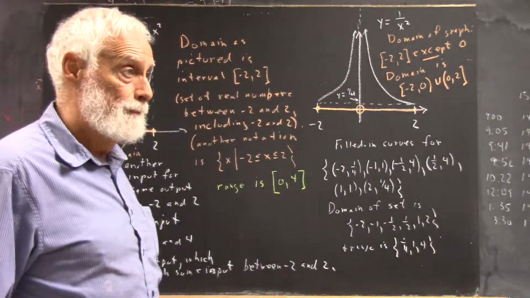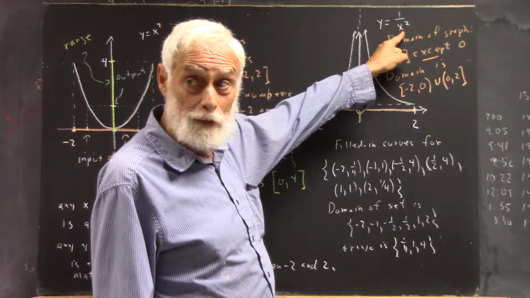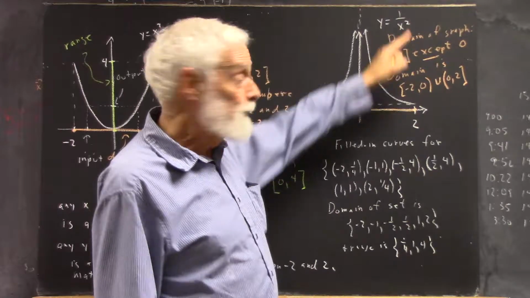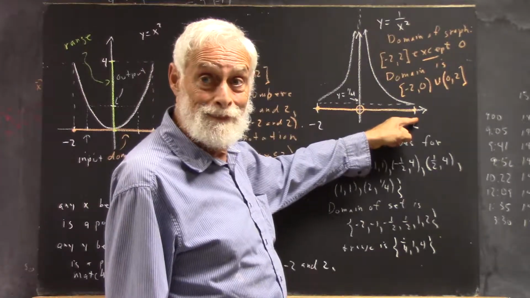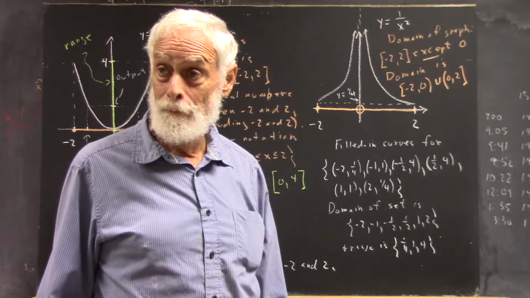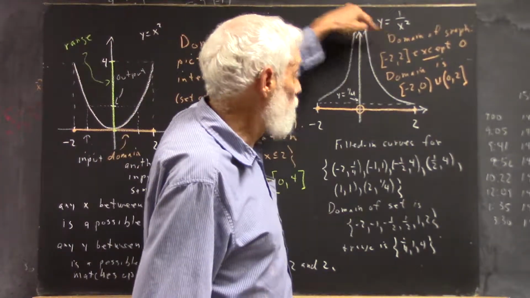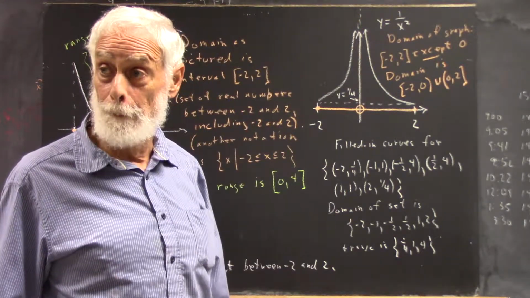Okay? Because the bigger x gets, the smaller this gets, right? X can't get bigger than 2, so this can't get smaller than 1/4, right? But since 2 is included in the domain, 1/4 is going to be included in the range, right?